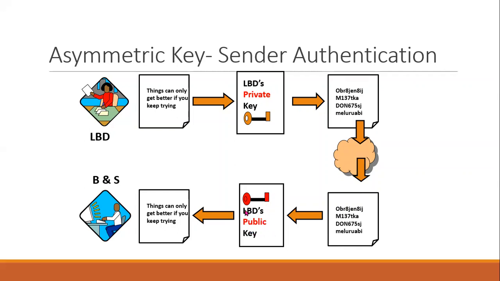That ciphertext arrives with Black and Scott. They decrypt using the ladder back down's public key, which is available readily. And if that message is decrypted, then they can know for sure that only I, the ladder back down, could have encrypted that message, because the ladder back down's public key is only able to decrypt any message that has been encrypted using the ladder back down's private key. Remember, we said that these are two keys in a pair.